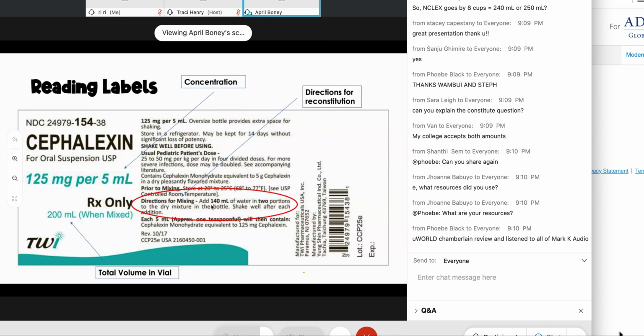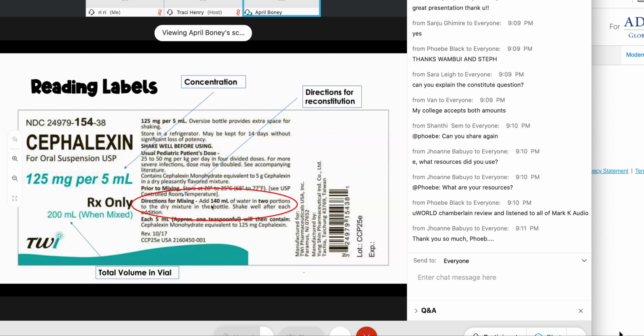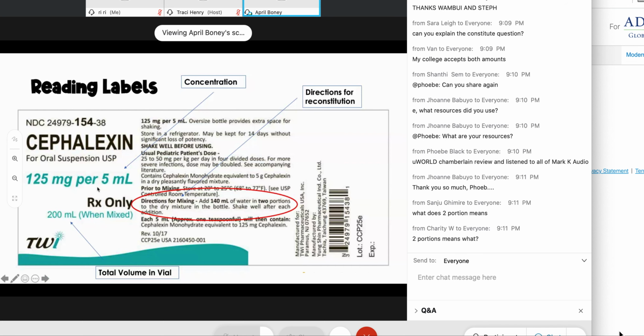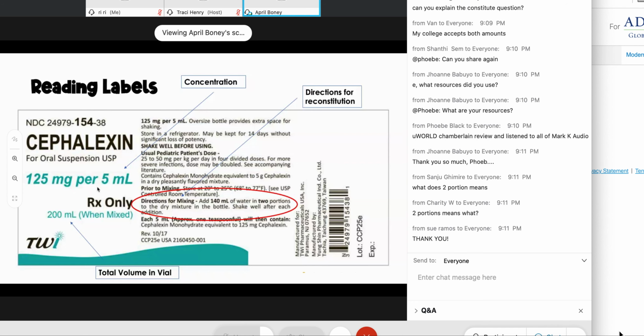Now, sometimes it's sterile water. Sometimes it's just water. Sometimes it could be D5W or normal saline, but you don't get to pick that. They're going to tell you, and they're going to tell you exactly how much volume to put into the powder. And then you shake it or roll it, whatever it tells you to do. Once you have turned that powder into liquid, that's what reconstitution means. Now you have, in this case, 125 milligrams in every 5 milliliters. Does that help?